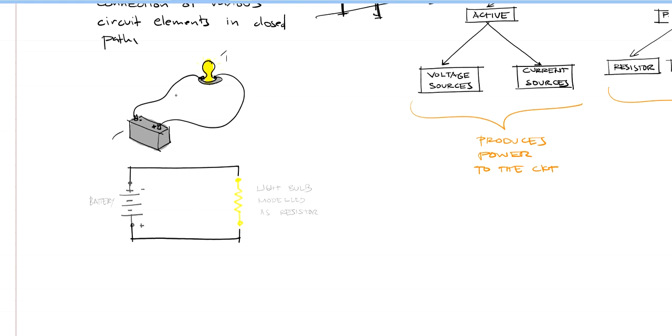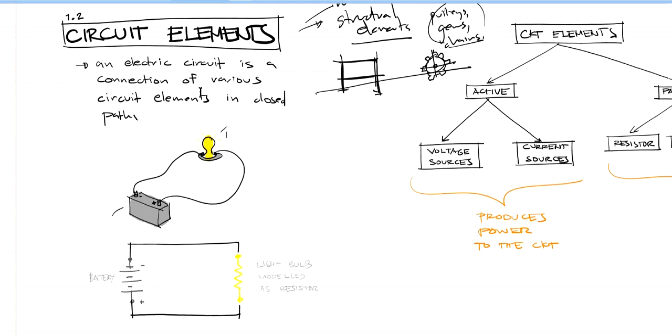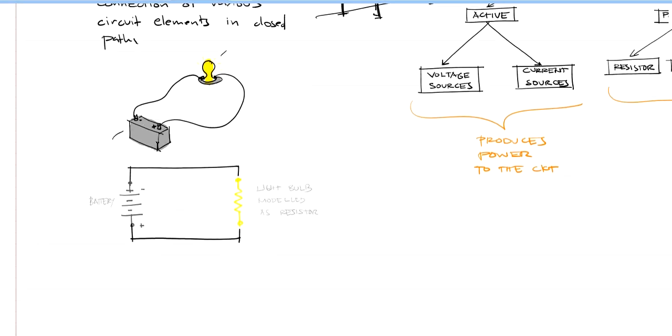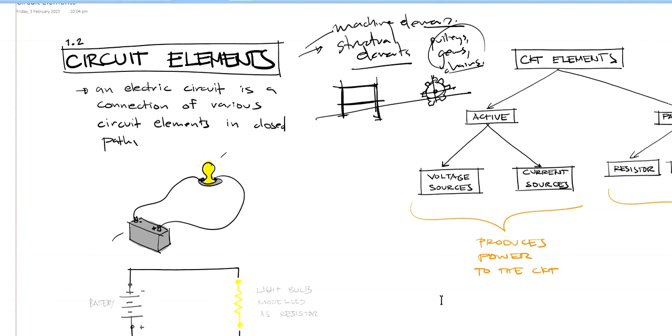Okay, so that's the fundamental requirement of an electric circuit. It says a connection of various circuit elements in closed paths. So this one provides the voltage required, and somehow it does produce power on these loads. Okay, so we have the battery. We have these circuit diagrams. A battery, that's the symbol, and for a light bulb, let's say we use this symbol.